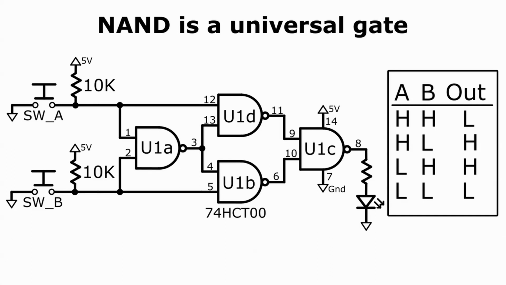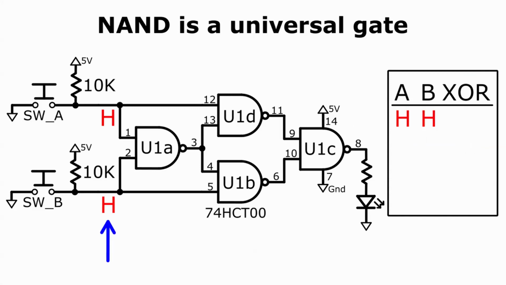The output is high if only one of the inputs is high. This is the definition of the exclusive OR logic function. One of the inputs or the other must be high, but not both, to generate a high output. Let's see why it works this way. Start with the case where both inputs are high.